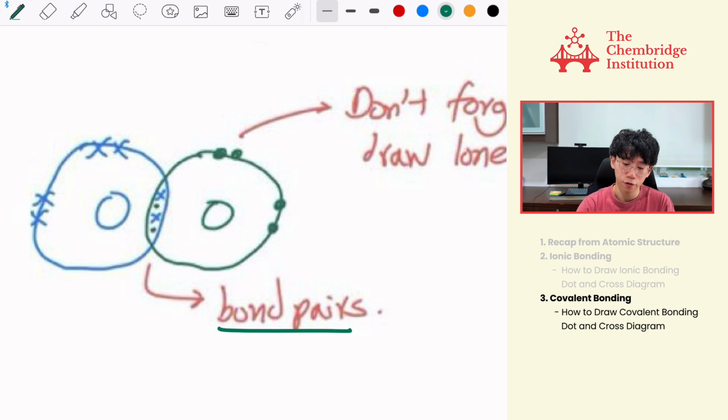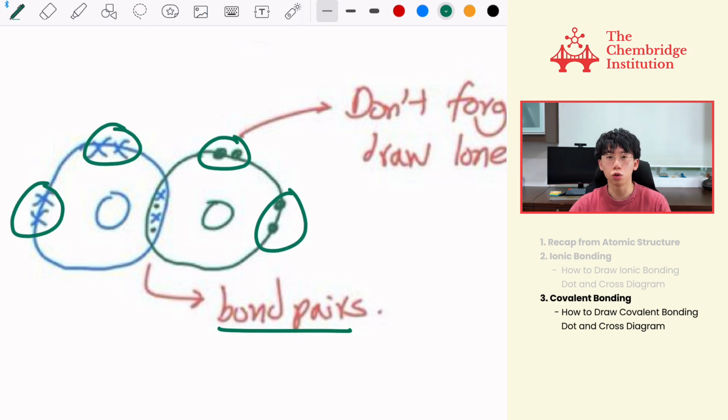Then you have the lone pairs. These are the ones that do not participate in bonding. So don't forget to draw your lone pairs. You must always remember to draw them for your dot and cross.